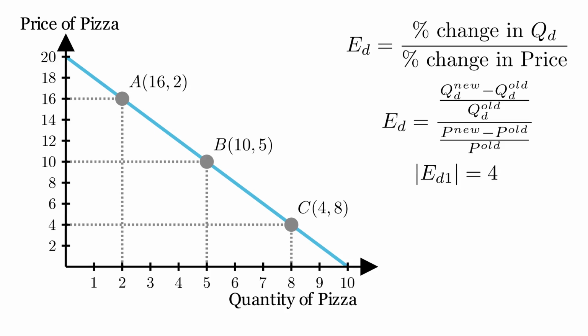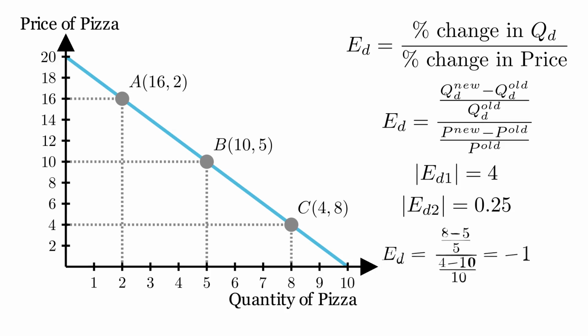First, let us calculate elasticity between point C and B. We treat point C as the old point and point B as the new point. Using our formula, we obtain an elasticity of 0.25. Earlier, we calculated elasticity between point A and B and obtained a value of 4. Now we reverse the order and calculate elasticity again, treating point B as old and point A as the new point. This time elasticity equals 1.